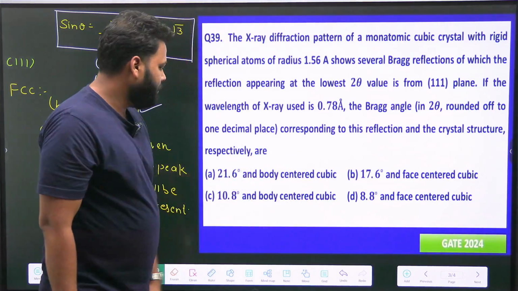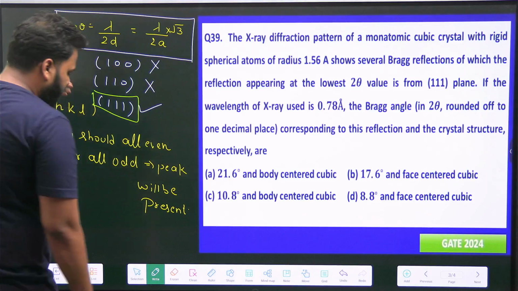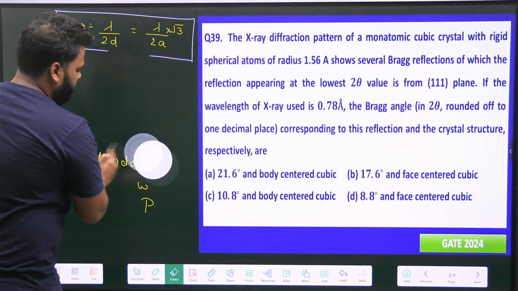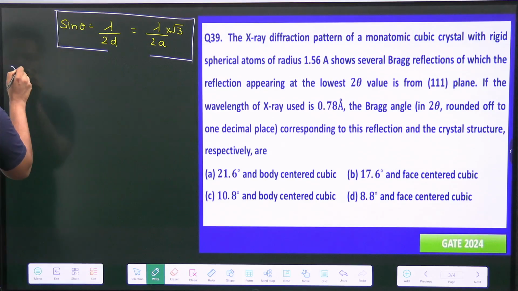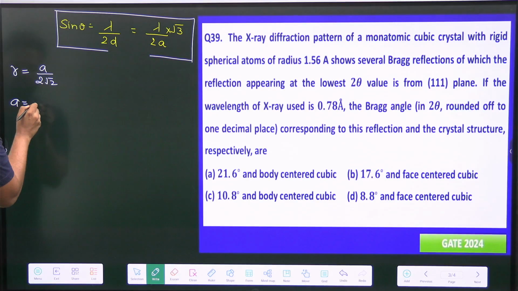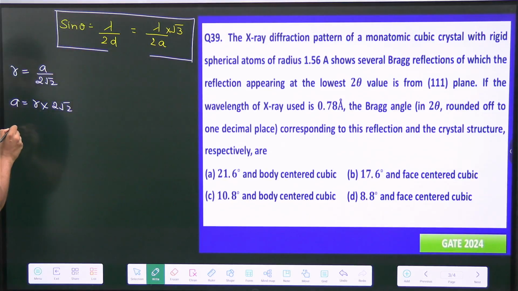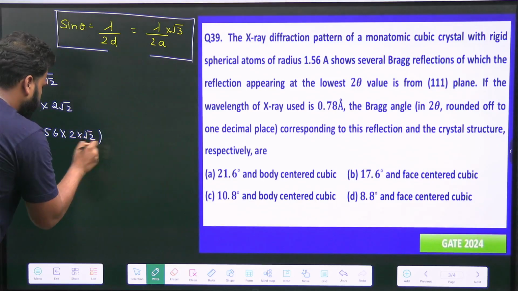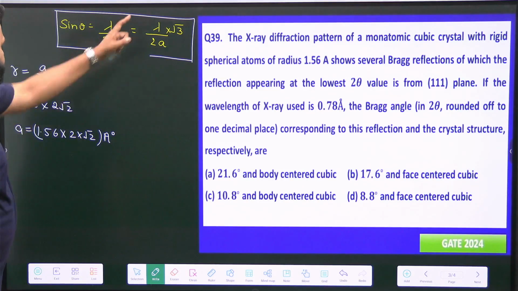So two options have been eliminated, so either B is correct or D is correct. Now, if the structure we have is face-centered cubic, then we know the relation between the radius of the atom and the lattice parameter for the FCC lattice, and this is given as R is equal to A over 2 root 2. So the value of A will be R into 2 root 2, and the value of R given to us is 1.56 angstrom. So the value of A will be 1.56 into 2 into root 2 angstrom.